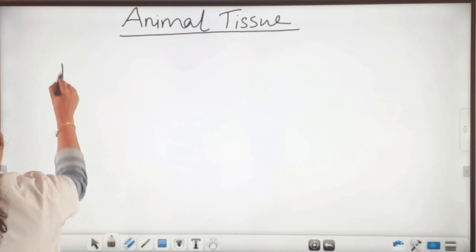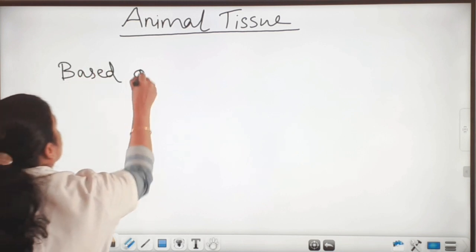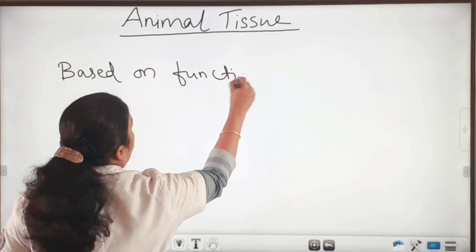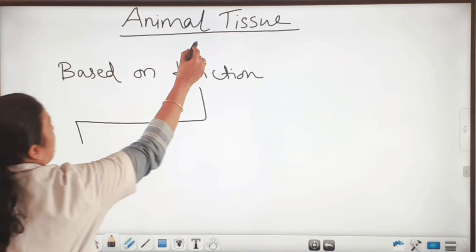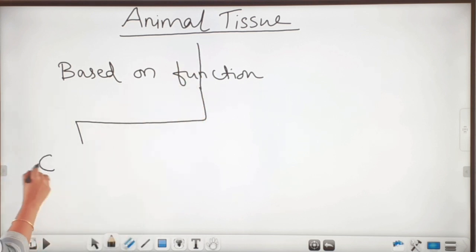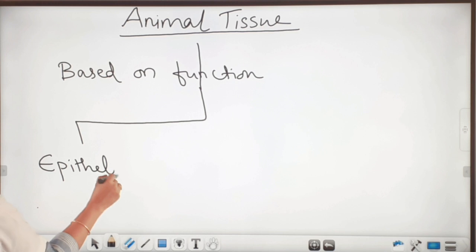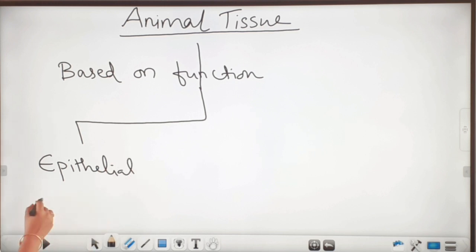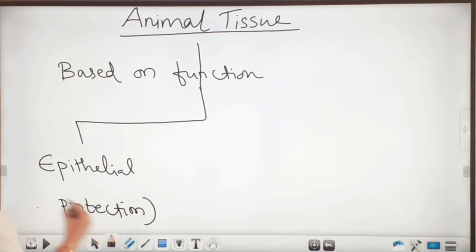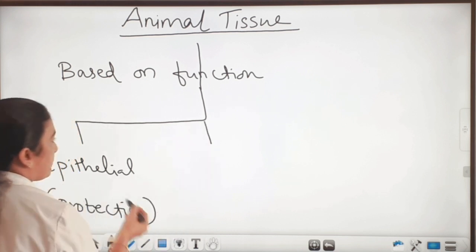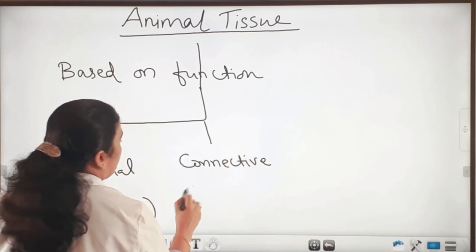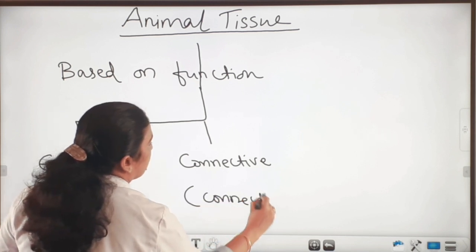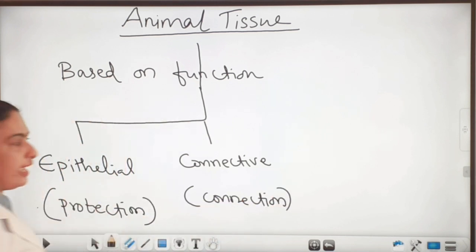So as I told you, based on function, animal tissues are classified into 4. They are, first one, epithelial tissue for providing protection. And the second one is connective tissue, that is for connecting or binding the different organs together.